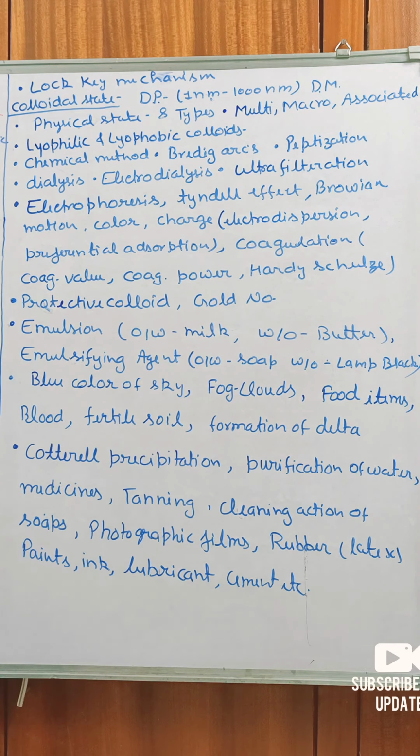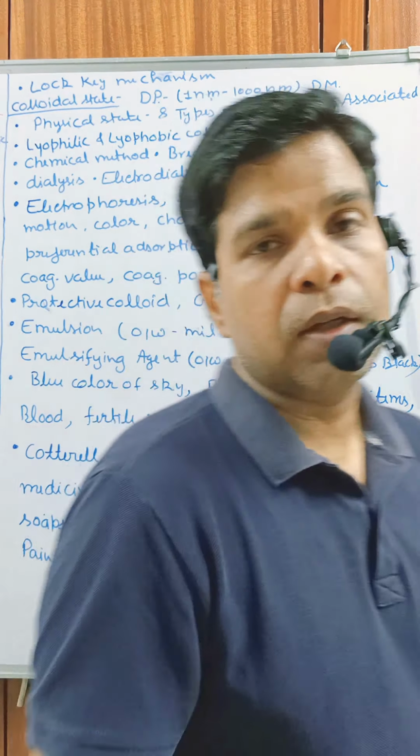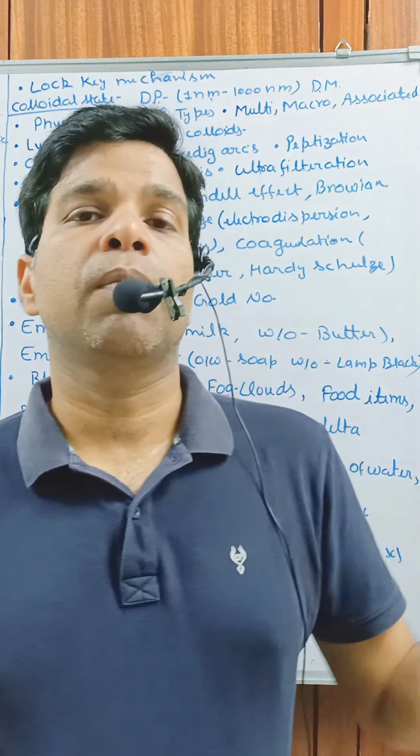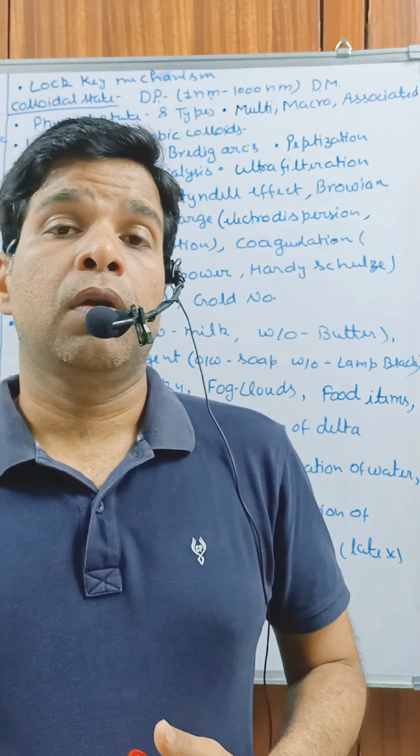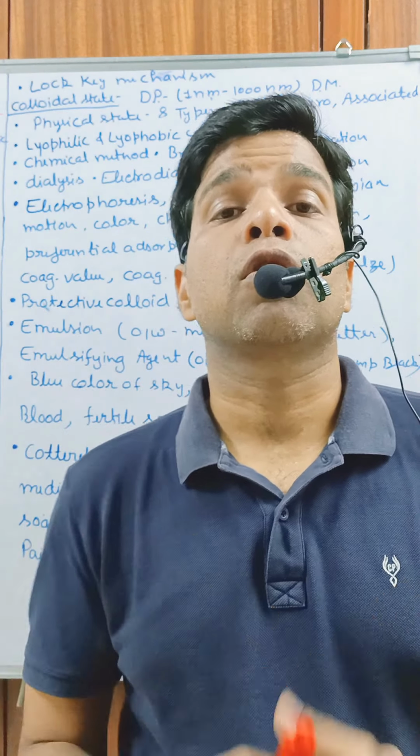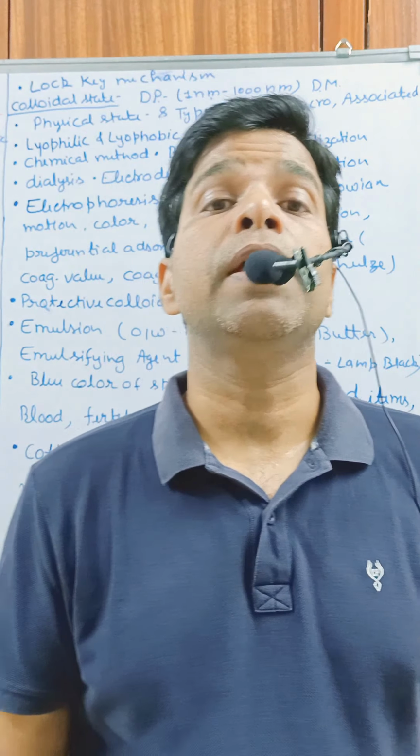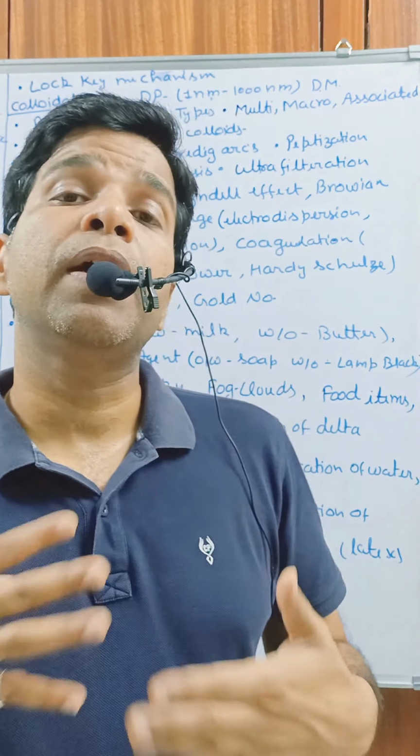Formation of delta. Suppose one river is coming from the x direction with positive impurity, and another river is coming from the y direction with negative impurity. Whenever the two rivers meet each other, mutual coagulation occurs. Due to the mutual coagulation, they precipitate there and form the delta.